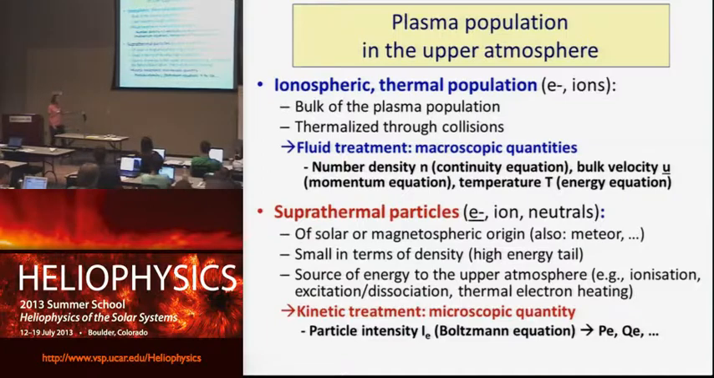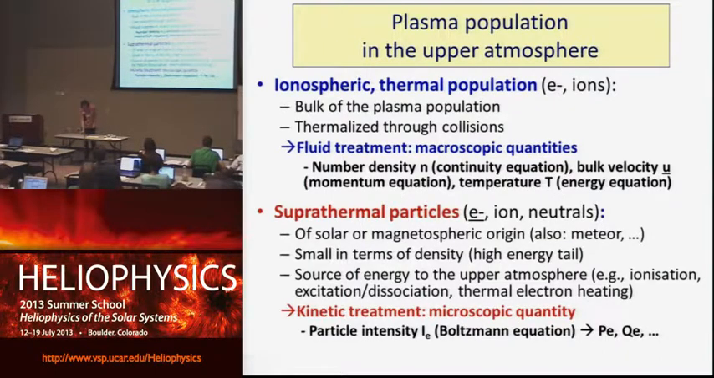And for that, you will solve the Boltzmann equation, which allows you then to calculate the particle intensity as a function of energy and altitude, and from that you can derive the electron production rate, heating rate, excitation rate, and so forth. So you have those two populations. One is very minor in terms of number, but plays a key role and is actually the source of the second one, the ionospheric thermal population.